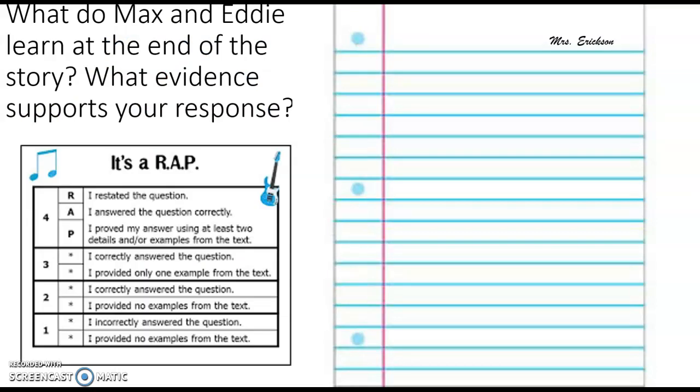and I need to restate the question. So the question is, what do Max and Eddie learn at the end of the story? If I take out those question words, I have a good sentence starter. Max and Eddie learn, or I could say, at the end of the story, Max and Eddie learn. So at the end of the story, Max and Eddie learn that rain is clouds falling from the sky. So again, I restated the question and then I answered it correctly.